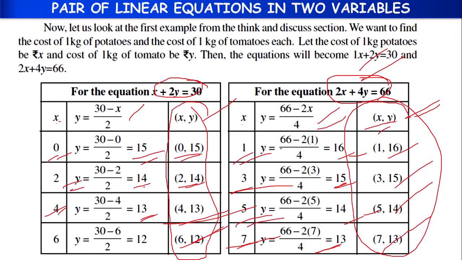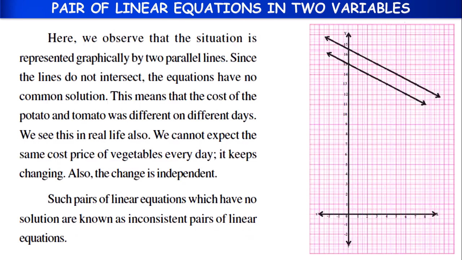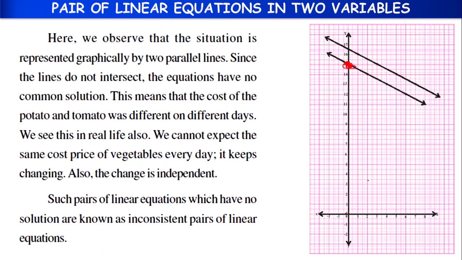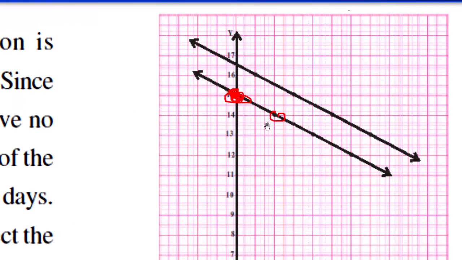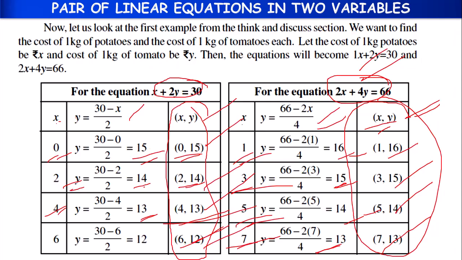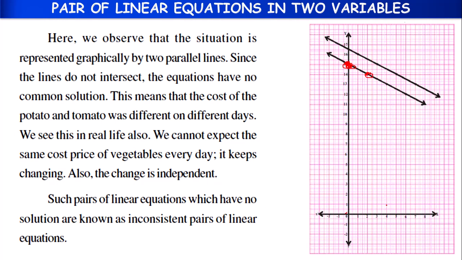Now here, children, these two situations are to be represented on the graph with the help of these points: 0, 15; 2, 14; 4, 13; 6, 12. So 0, 15: x value 0, y value 15. Then 2, 14. And 4, 13: from 4 on x we have to draw a line up to y 13. So this is the point.